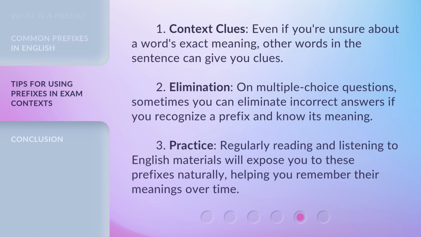1. Context clues. Even if you're unsure about a word's exact meaning, other words in the sentence can give you clues. 2. Elimination. On multiple choice questions, sometimes you can eliminate incorrect answers if you recognize a prefix and know its meaning. 3. Practice. Regularly reading and listening to English materials will expose you to these prefixes naturally, helping you remember their meanings over time.